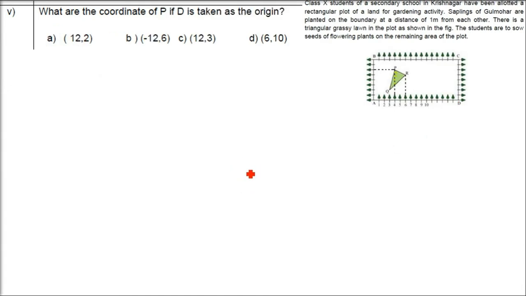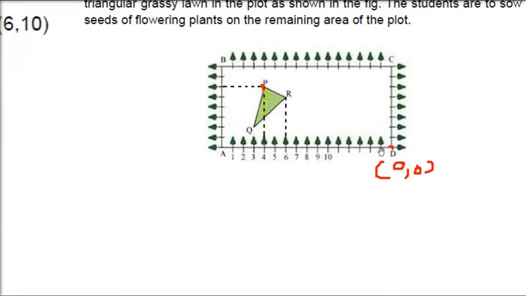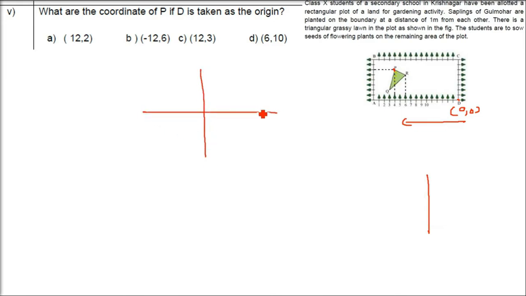What are the coordinates of P if D is taken as the origin? So D we have taken as origin now. So this is now 0, 0. Now we are going back. In order to find P, for X we are going back. For Y, it doesn't matter, it will be upward. So 1, 2, 3, 4, 5, 6, 7, 8, 9, 10, 11, 12. See, backward I am coming. I just counted it, it's 12. When we take the Cartesian coordinate system, we have positive here, negative here. So we are stepping backwards from the origin, it's minus 12.